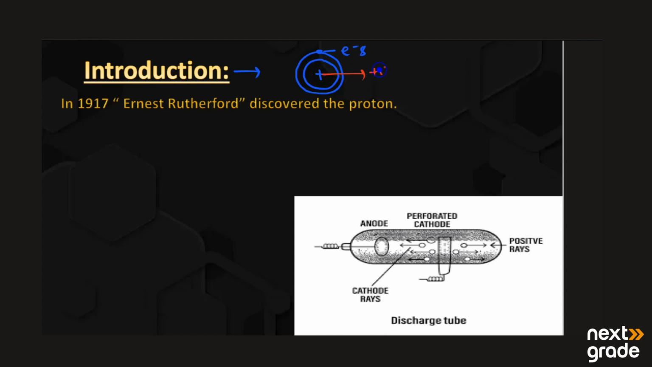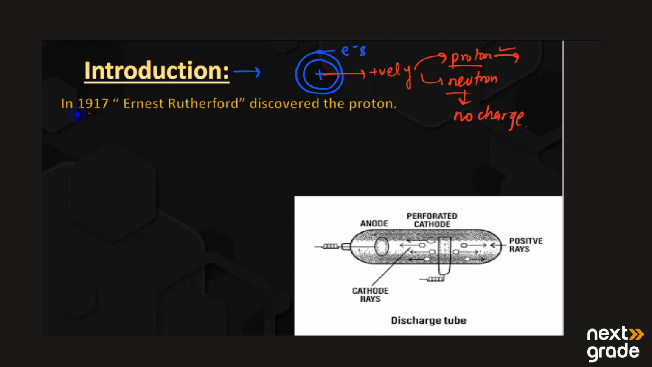The nucleus is basically positively charged. Now why is it positively charged? Because of the presence of protons and neutrons, where the protons are positively charged particles and neutrons have no charge. So in turn, protons are basically positively charged. Let's have a look at how the protons have been discovered in recent studies.